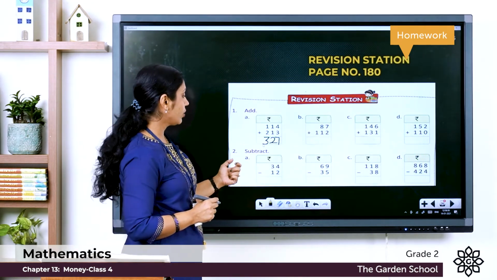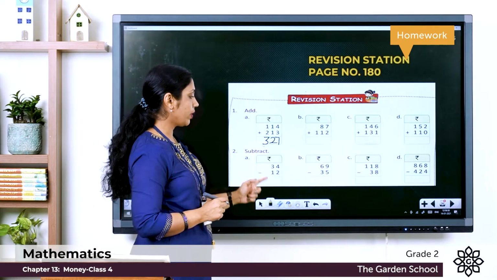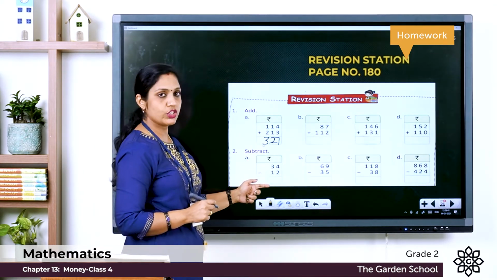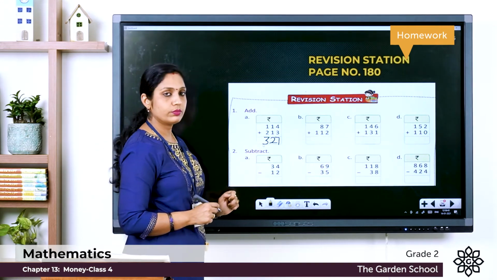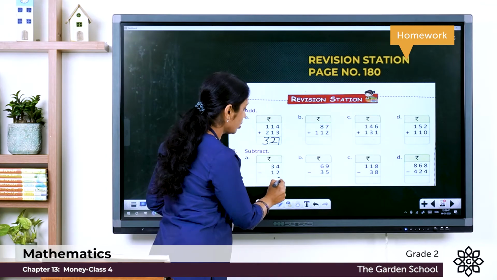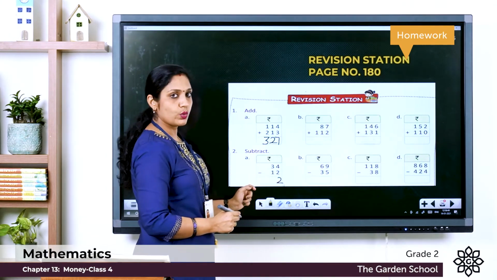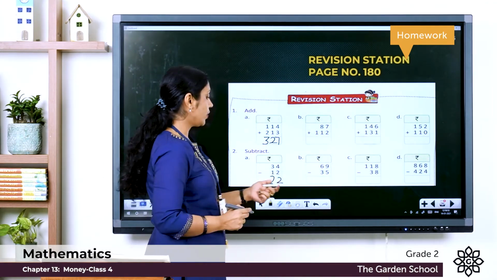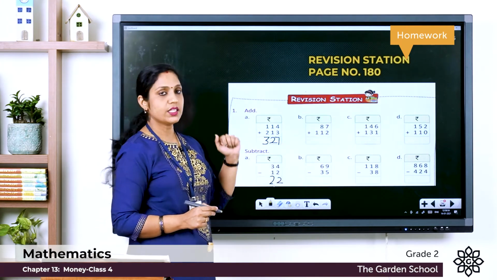In subtraction, first question A, we have 34 minus 12. Here both are 2-digit numbers. So let's subtract 4 minus 2. 4 minus 2 is 2 and 3 minus 1 is 2. So we get the answer 22. Similarly, you can complete these exercises also.